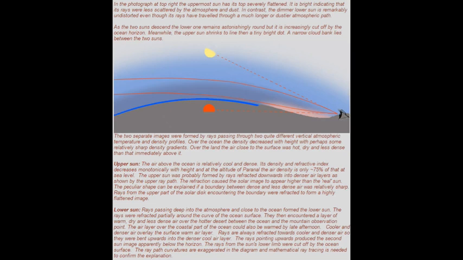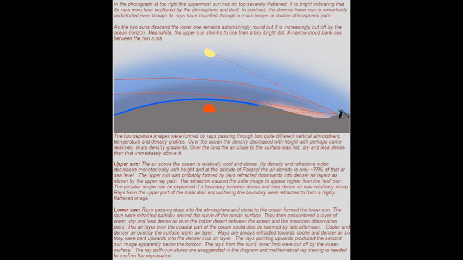The upper sun was probably formed by rays refracted downwards into denser air layers, as shown by the upper ray path. The refraction caused the solar image to appear higher than the real sun. The peculiar shape can be explained if the boundary between dense and less dense air was relatively sharp. Rays from the upper part of the solar disk encountering the boundary were refracted to form a highly flattened image.